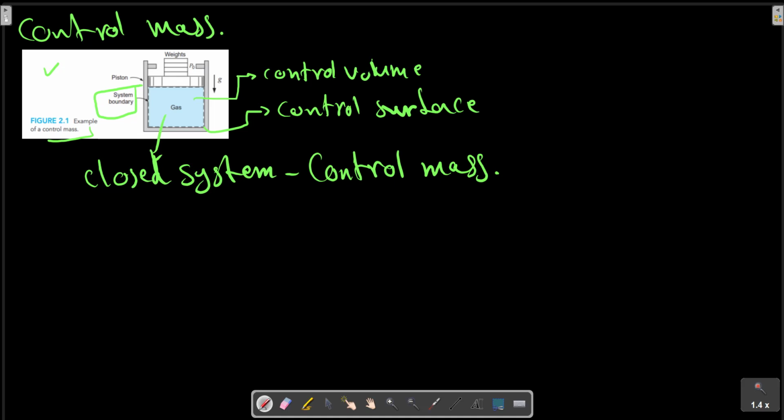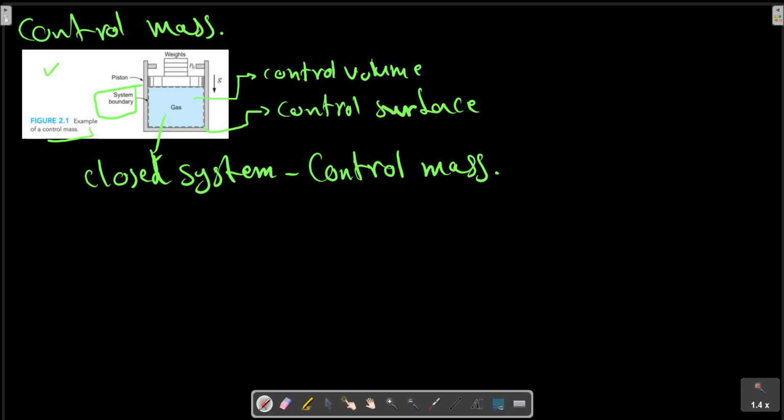If a Bunsen burner is placed under the cylinder, the temperature of the gas will increase and the piston will rise. As the piston rises, the boundary of the control mass moves. As we will see later, heat and work cross the boundary of the control mass during this process. What matters is that the composition of the control mass can always be defined and remains the same.